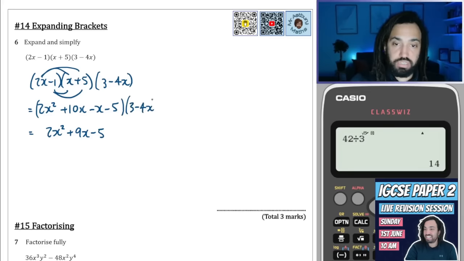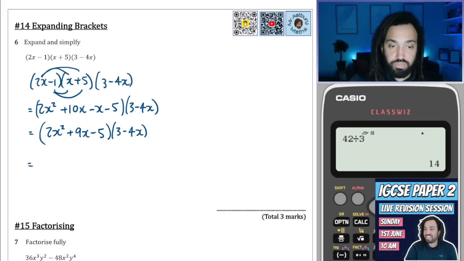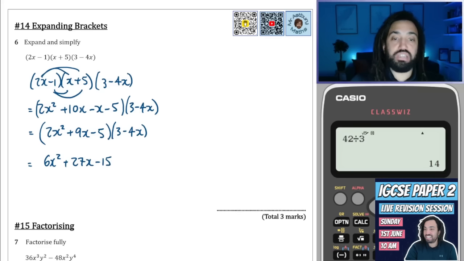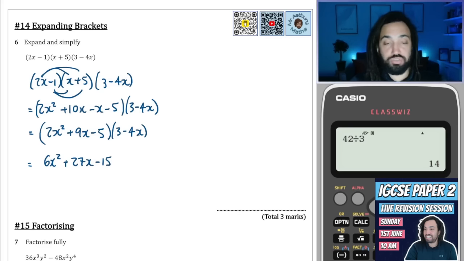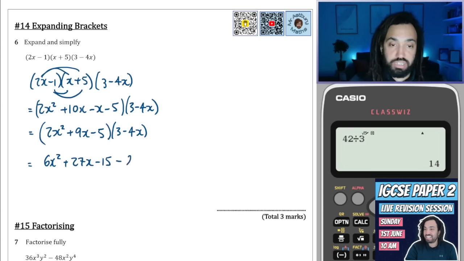Just do it in our working as well, just to keep everything nice and neat, like so. Okay, so what I'm going to do first is I'm just going to times this bracket by 3. 6x squared, 27x minus 15. And then I'm going to times it by minus 4x. So minus 8x cubed, minus 36x squared, and plus 20x.